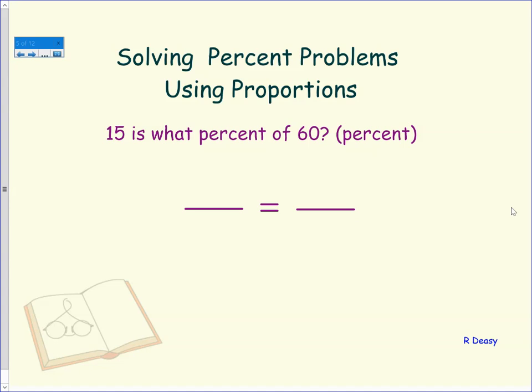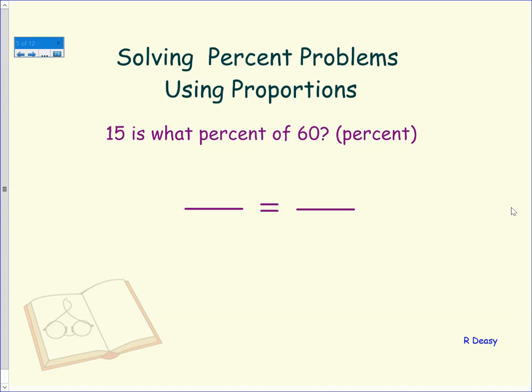Alright, Chase, what do I do now to solve that for P? You cross multiply, and I like doing the variable one first, so 60 times P. Skylar, what's 60 times P? 60P. And then I have to do 15 times 100. Skylar, what's 15 times 100? 1500.